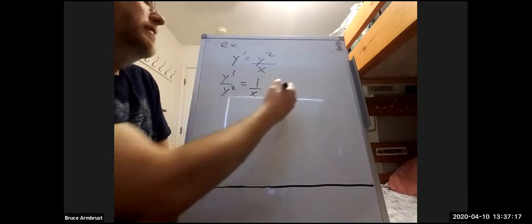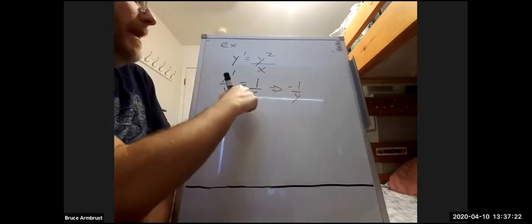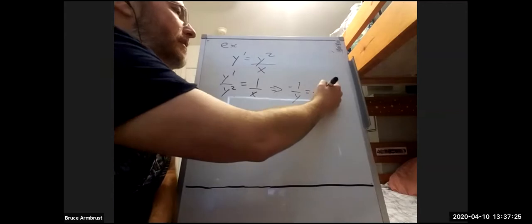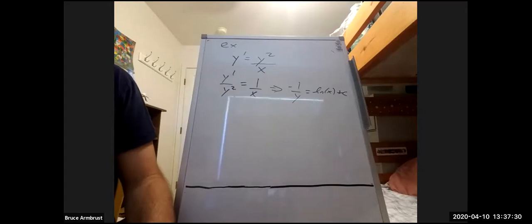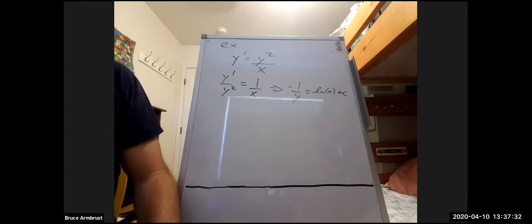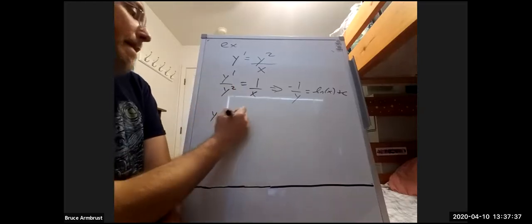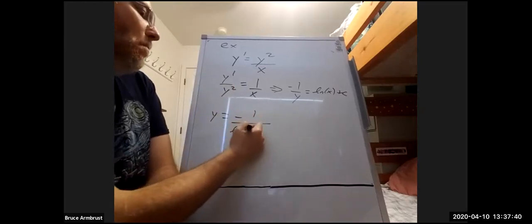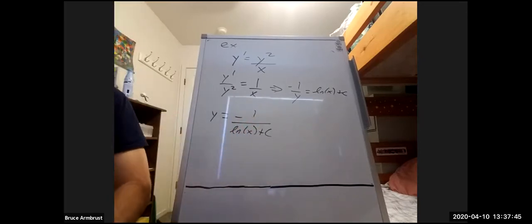The 1 over y squared is going to give us a minus 1 over y. And then the 1 over x is going to give us natural log of x. And we'll go ahead and put on our plus c. So solving for y, we're virtually there. And we get y equals minus 1 over the natural log of x plus c. So super quick, super easy.